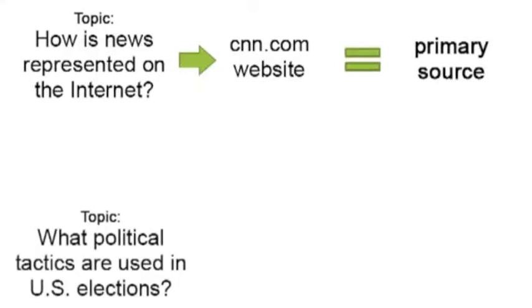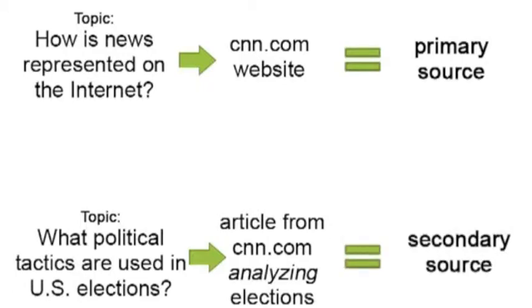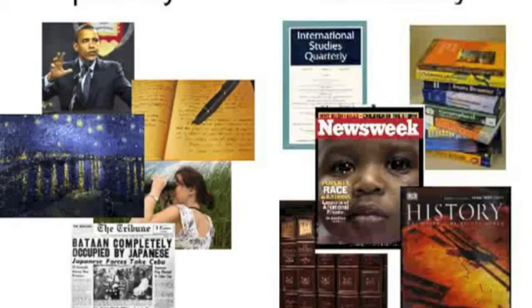However, if you're writing about political elections and you find an article on CNN.com that analyzes them, the article would be considered a secondary source. Since in this case you're studying the elections, an article on CNN.com is one step removed from your topic. For an effective research paper, try to use both primary sources, sources that are an original source of data, historical information, or creative works, as well as secondary sources, sources which summarize, analyze, or comment on ideas or events.